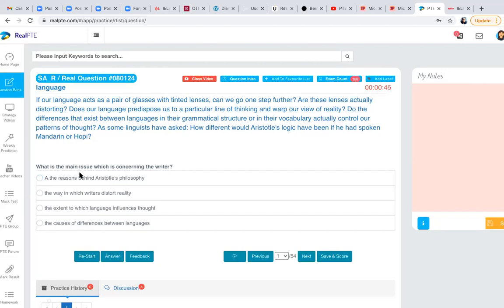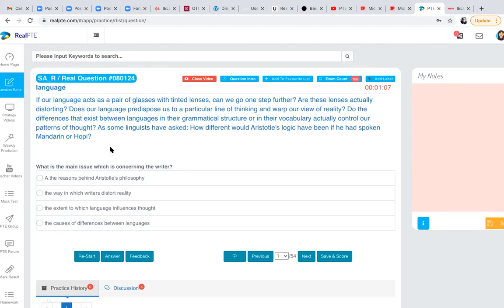All this could be a synonym for the main issue, which is concerning the writer, or which is troubling the writer, which the writer is concerned about, or which holds the writer's thoughts. So what are you understanding? What is this question asking you? What is the primary concern which the writer has in this passage?